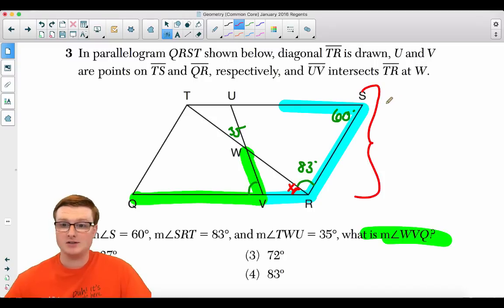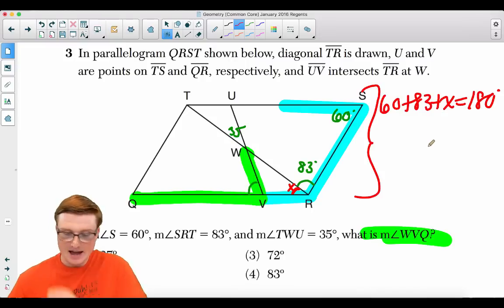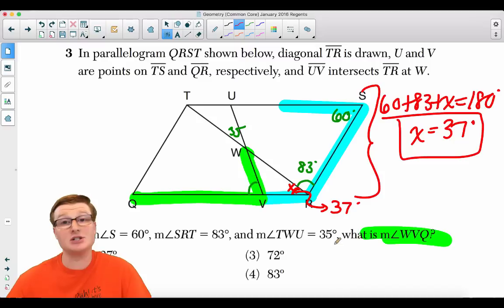We're going to solve for x. So it's 60 plus 83 plus x is equal to 180 degrees. Now, that x is going to be equaling 37 degrees when you solve for x. So that little guy right there is 37 degrees. Now, vertical angles are congruent as well. This angle over here is 35. The angle across from it, which is its vertical angle, is also 35 degrees.